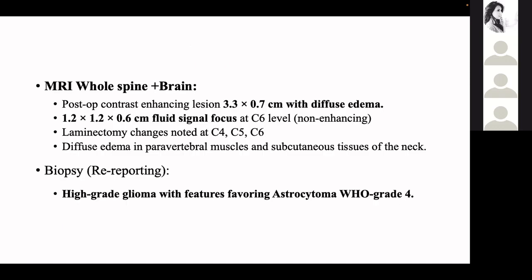Over to you. A subsequent MRI whole spine and brain was done, which showed a post-op contrast enhancing lesion as discussed by Dr. Shan, which is around 3.3 into 0.7 with diffuse edema. A 1.2 into 1.2 centimeter fluid collection was focused at the C6 level, and there were non-enhancing laminectomy changes noted from C4 to C6, and there was diffuse edema in paravertebral muscles and subcutaneous tissue of the neck. The biopsy was re-reported as high-grade glioma with features favoring astrocytoma, WHO grade 4.